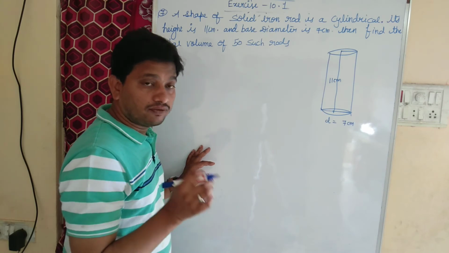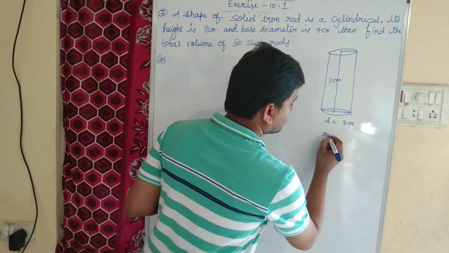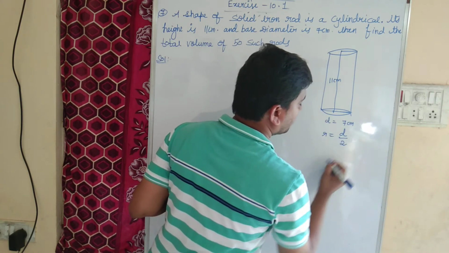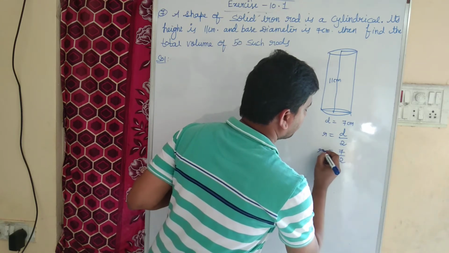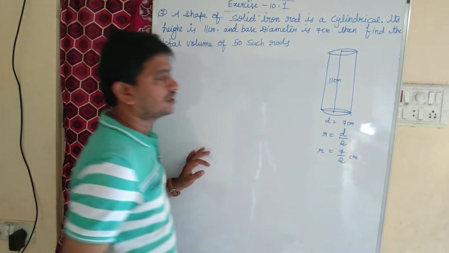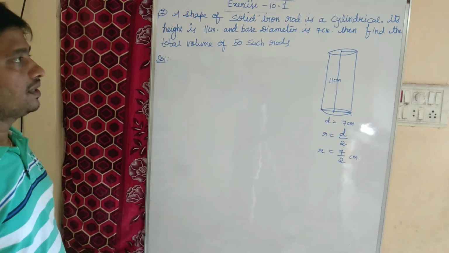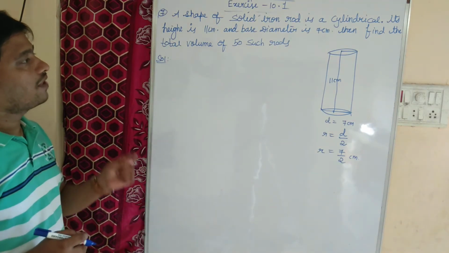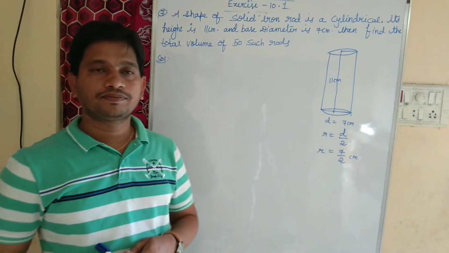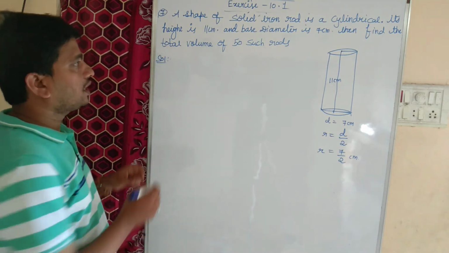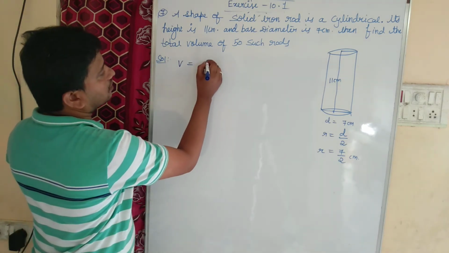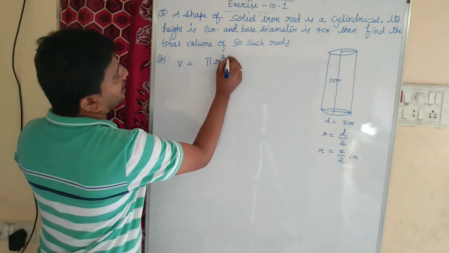But actually we want radius. So radius will be half of the diameter. So given diameter 7 centimeter, radius will be 7 by 2 centimeter. Then find the total volume of 50 such rods. Okay. First let us find the volume of one rod. So what is the volume of cylinder? Volume of cylinder is pi r square h.